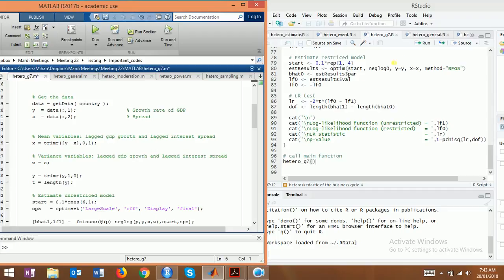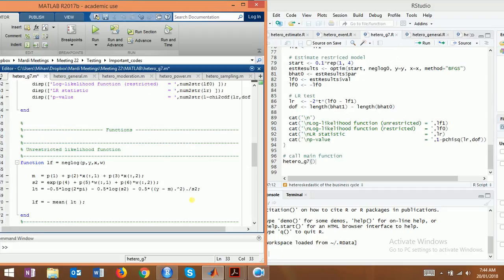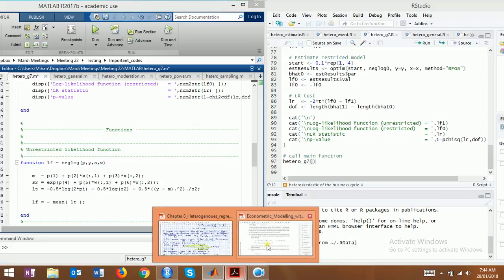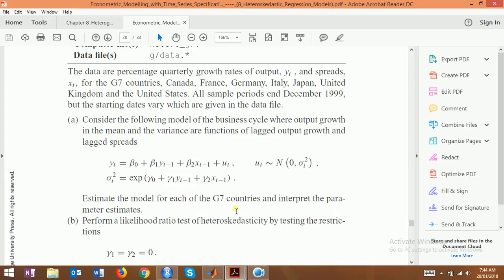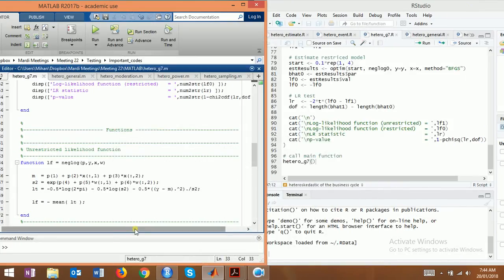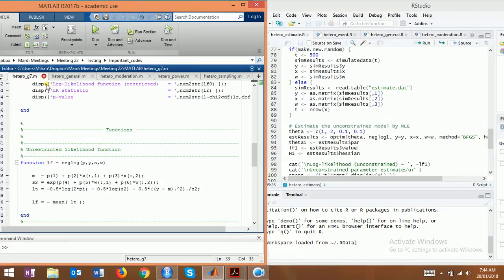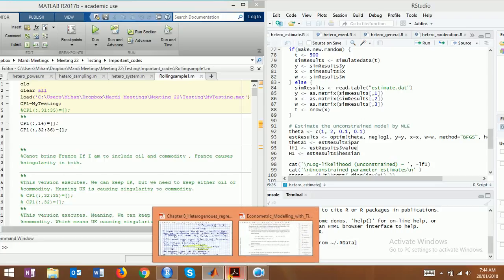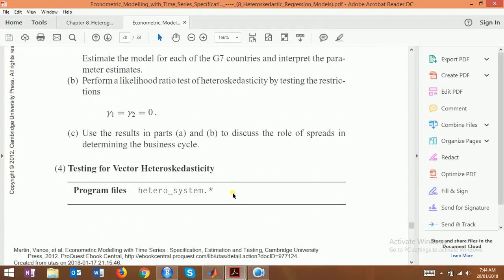That's it. So heteroscedastic and running these functions will not only estimate our parameters, estimate the model, parameter estimates interpreted, but also it does the likelihood ratio test of heteroscedasticity. So if our model is heteroscedastic or not has been estimated with these results as well. So pretty good. Then we can move on to discussing the fourth problem, testing.